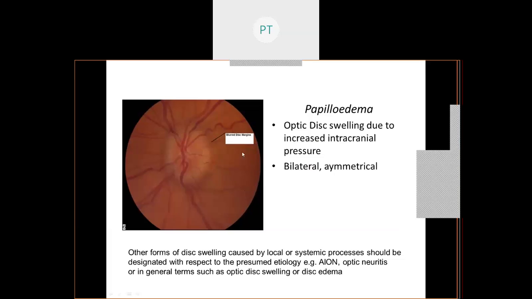Other forms of disc swelling, which are caused either by a local or systemic process, should be designated with any other presumed etiology, like anterior ischemic optic neuropathy or optic neuritis, or any other causes of optic disc swelling or optic disc edema. Okay, so you can see here the margins. This is the optic disc, the optic nerve head, where the margins are blurred. I'm sure by now you all know what a normal optic disc or optic nerve head looks like.